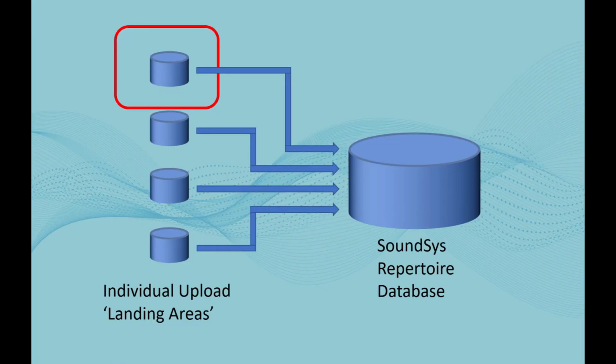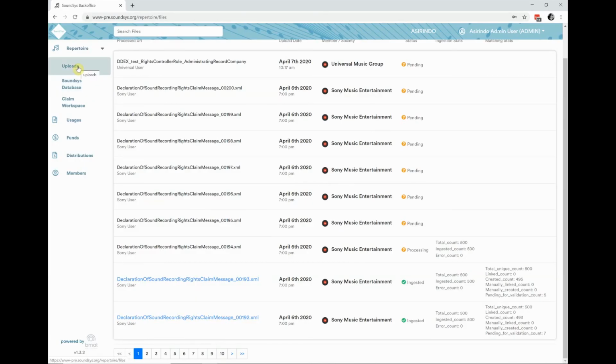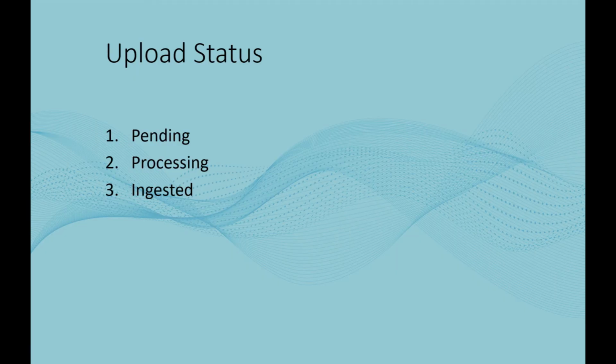When we upload files into our particular landing area, they appear in our part of the SoundSys portal as a list. The first status info that we want to look at is the upload status on each file we uploaded. This can be pending, it could be processing, or it could be ingested. These statuses relate to the way the repertoire is processed through the SFTP server.